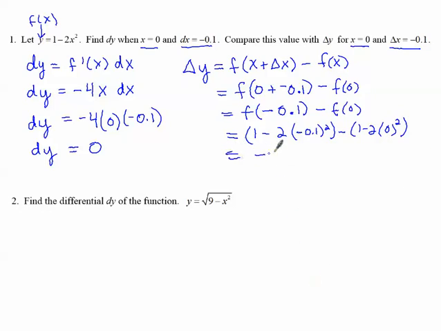This gives us negative 1/50th for delta y, and comparing them, notice how negative 1/50th is a very small number, very close to 0. Are they the same thing? They are not, but they are very close to each other. Remember, dy is approximately equal to delta y.